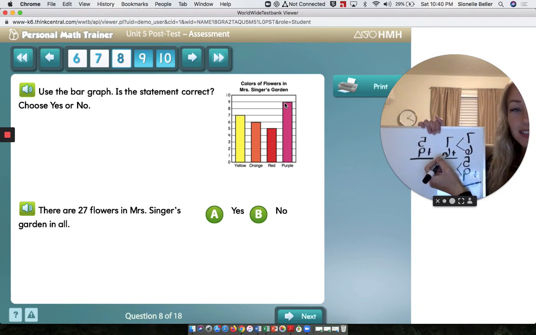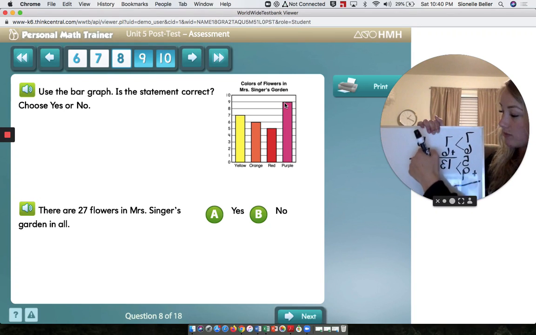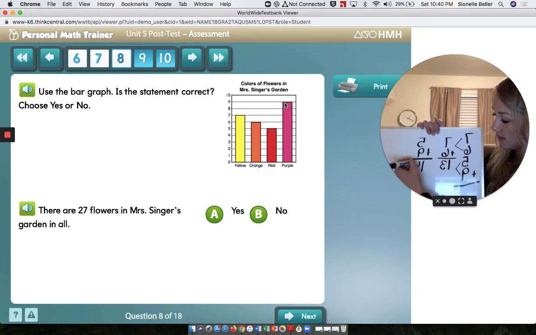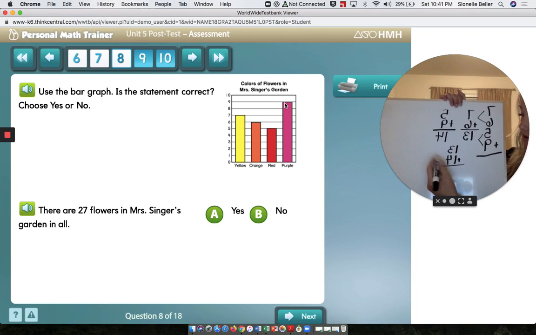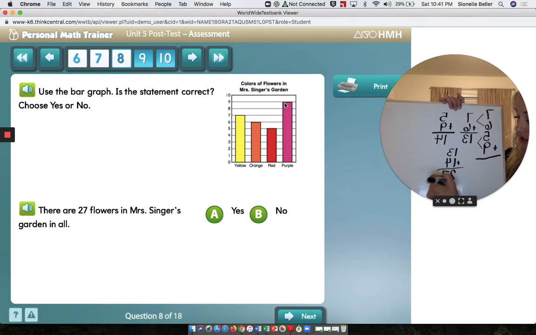7 plus 6 is 13. 5 plus 9 is 14. So these were the first 2. These were the second 2. Now we have to add those together. 13 plus 14. Start with our ones. 3 plus 4 is 7. 1 plus 1 is 2. So that means there's 27 flowers.